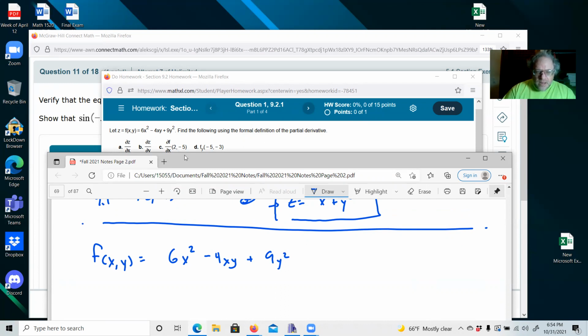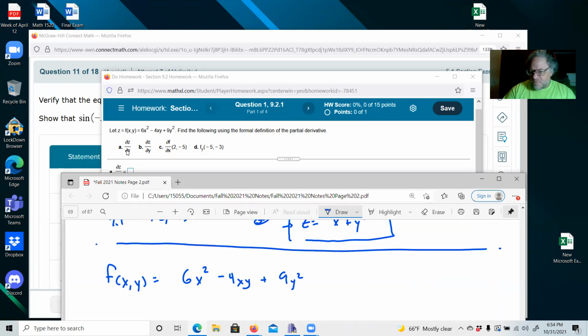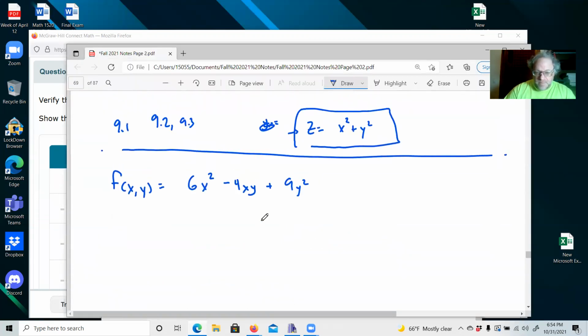Okay. So in this case, we have to find the first partial with x and then the first partial with y. And then once we have those first partials, they're going to ask us to evaluate it at certain points. Okay, that's all we have to do here.